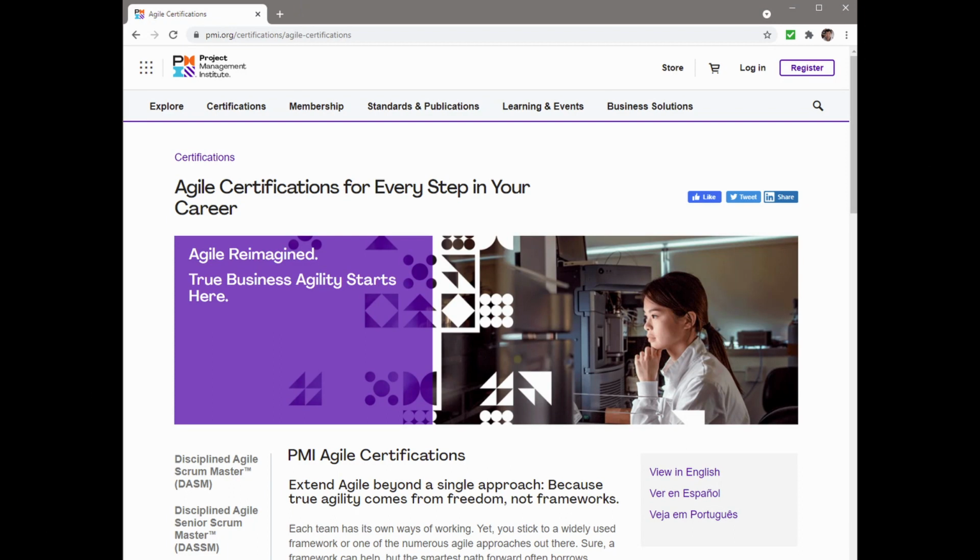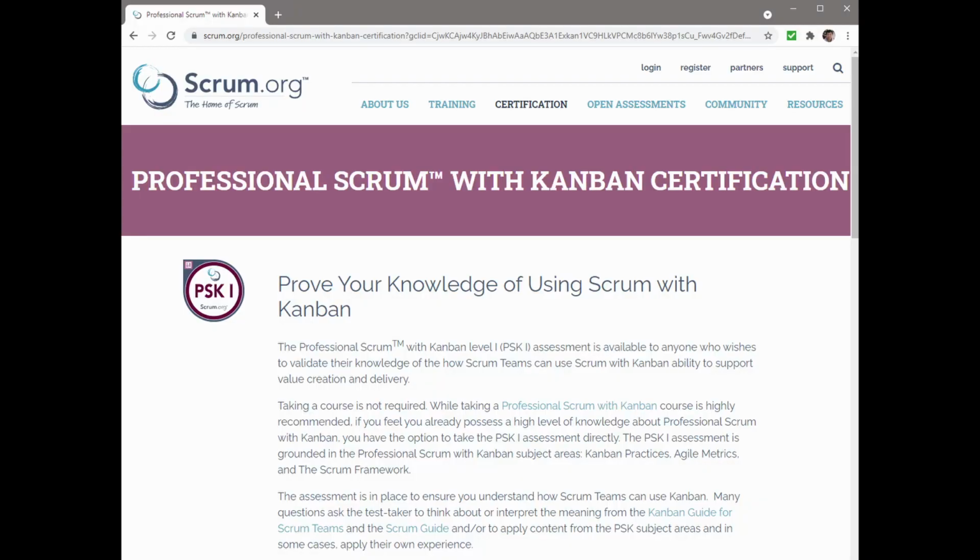The other place is PMI, you can get it from PMI. The third place you can get it is Scrum.org. Believe it or not, Scrum.org has a class on Kanban for those that are using Kanban as part of Scrum. There you have it. Hope this helps those of you pursuing Kanban.